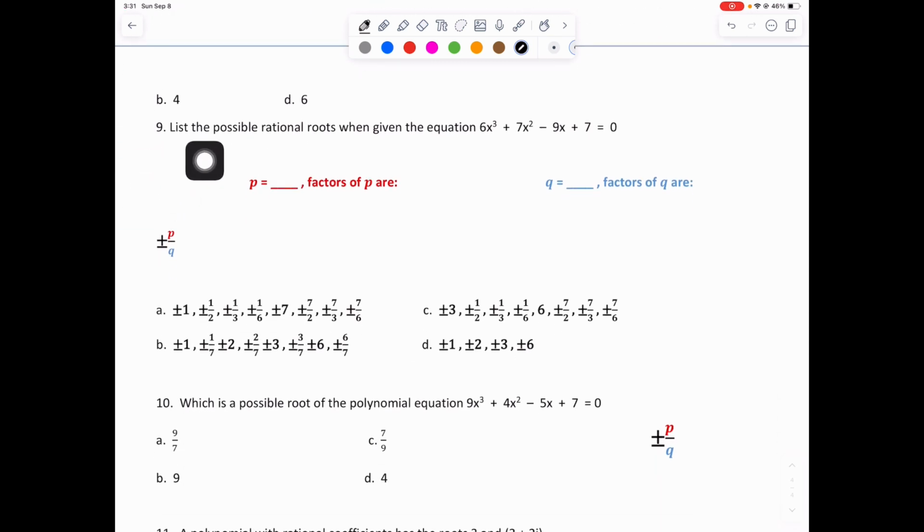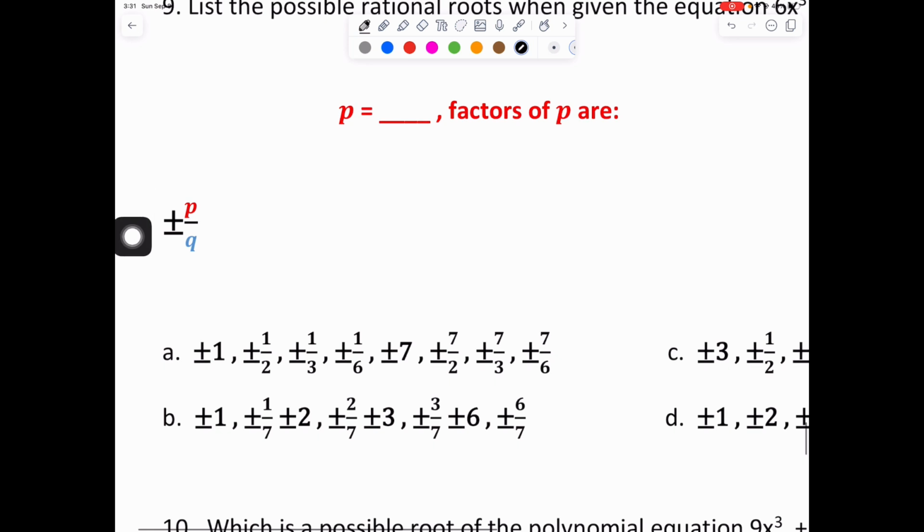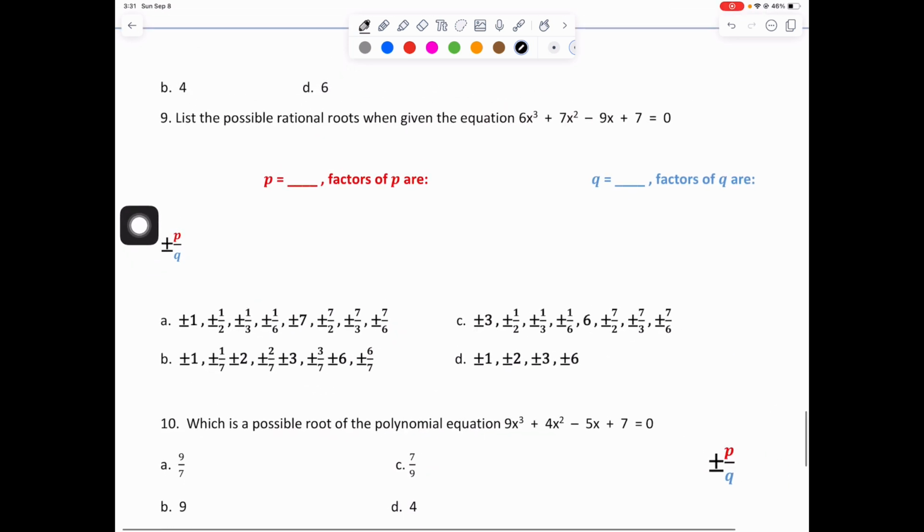All right, number 9, list the possible rational roots when given the equation 6x cubed plus 7x squared minus 9x plus 7 equals 0. We're simply going to use plus minus p over q. But first we need to identify our p and our q. Now our p is going to be the constant term, the number that stands alone. And I'm going to highlight that for us. That's going to be our 7. So your p is 7.